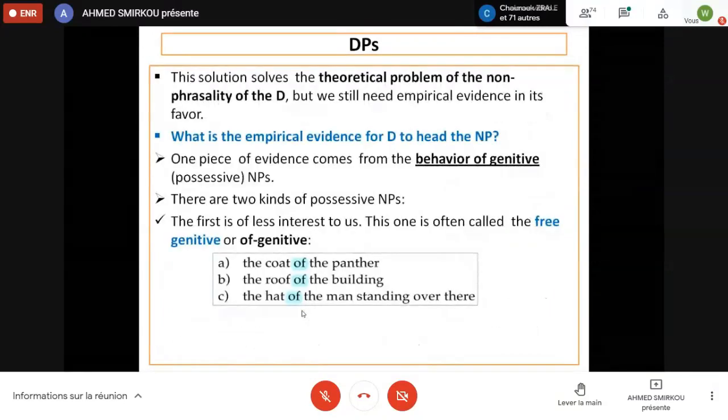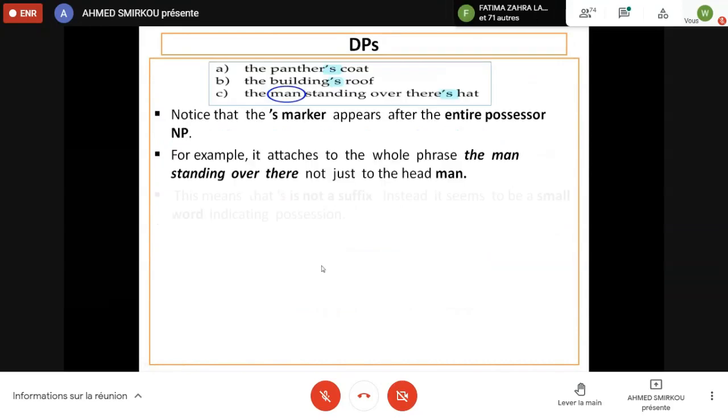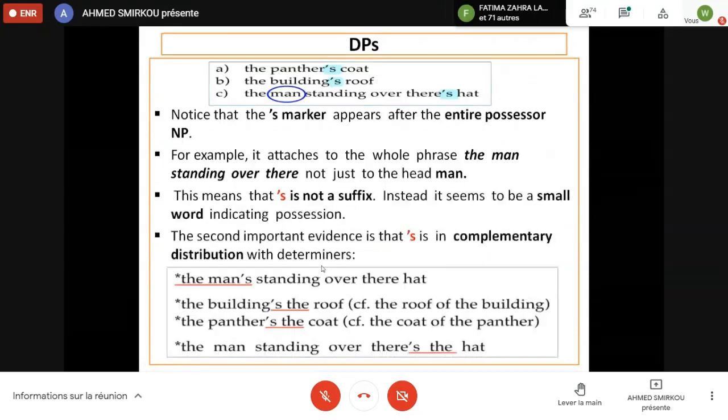We need to show the difference between these two forms of genitive. It can occur with the. Look at the example, the coat of the panther. So we have of, then the. This is the reason why it is called free genitive. It means it's not a determiner, because it occurs with a determiner. But possessive S is a determiner because it can never co-occur with determiners.